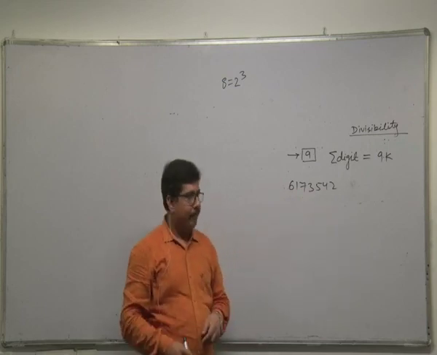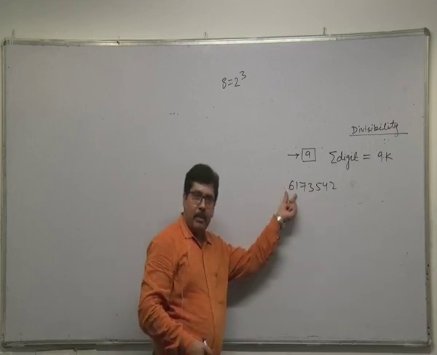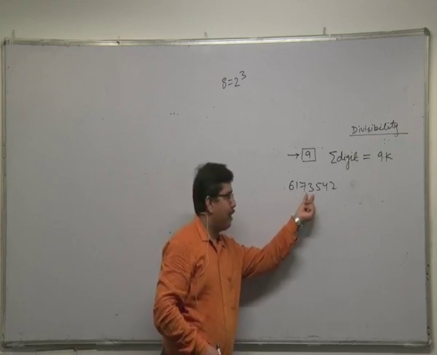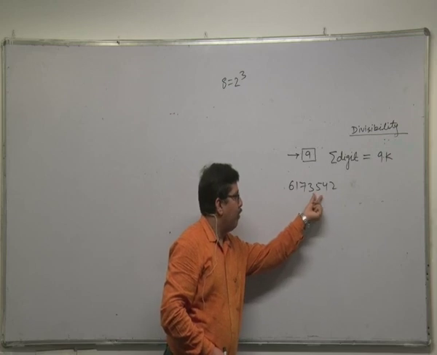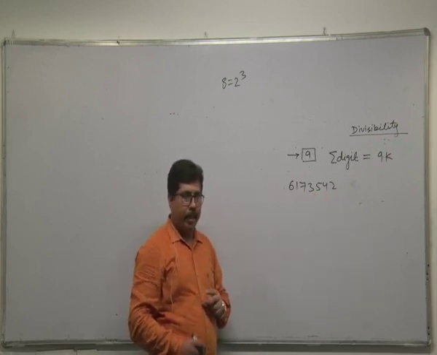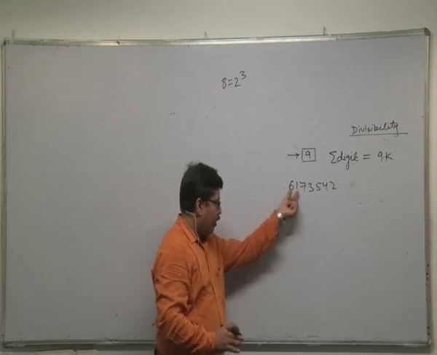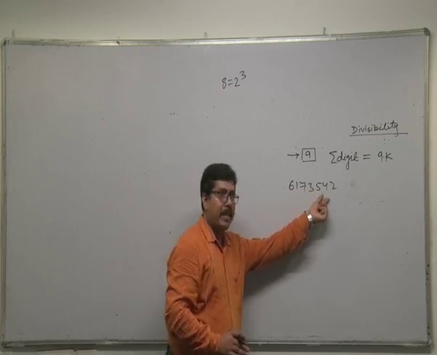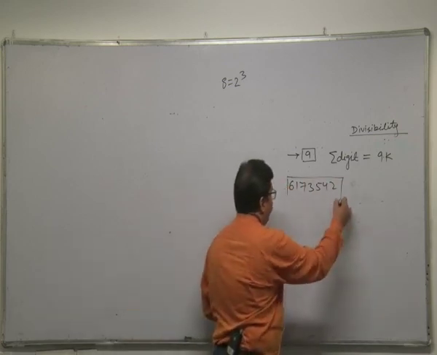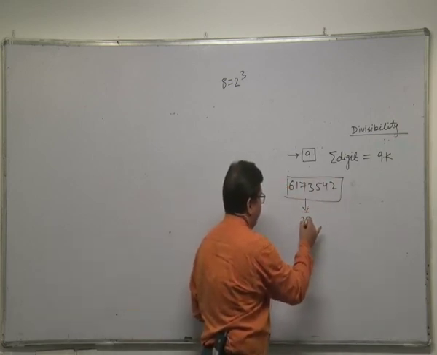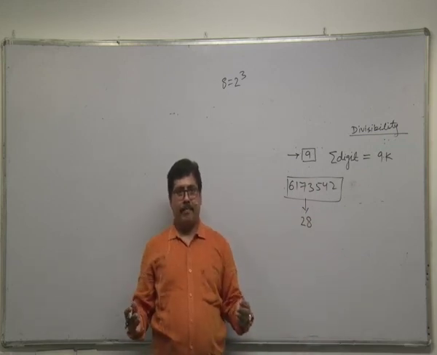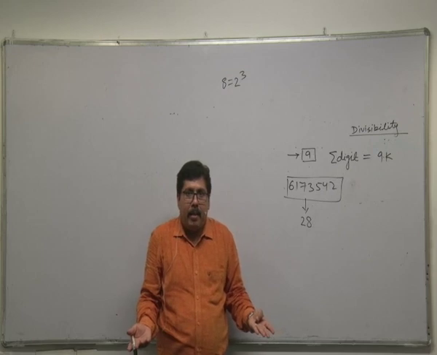6173542 is the number. 6 plus 1, 7. 7, 14, 17, 22, 26, and 2 is 28. Let's quickly cross check it. 7, 14, 17, 22, 26, 28. The sum of the digits is 28. Is 28 a multiple of 9 or not? 28 is not a multiple of 9.